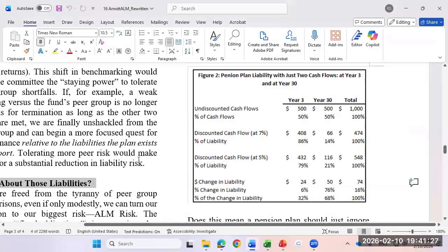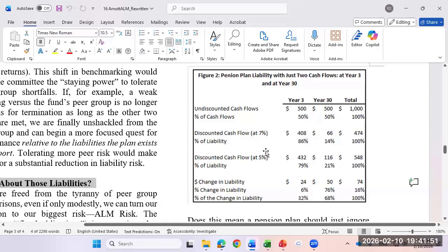All right, so the rehash: you have cash flows. Some of them are in the next few years, some of them are way out there. When you discount them, the near term are going to be the bulk of your liability because they're only a few years out. So when you discount something out 3 years, it's a bigger part of the liability. So the 3-year cash flow is 86% of your liability. The 30-year is only 14%.